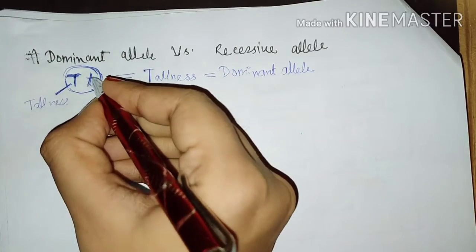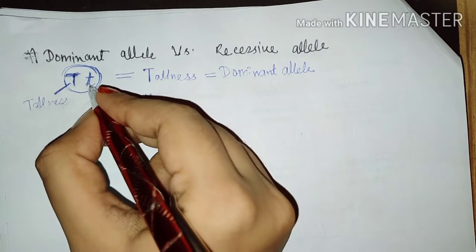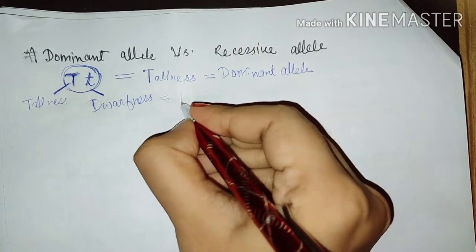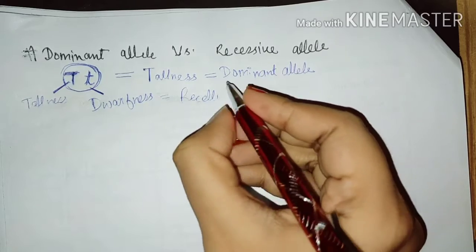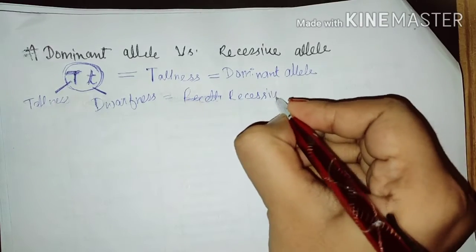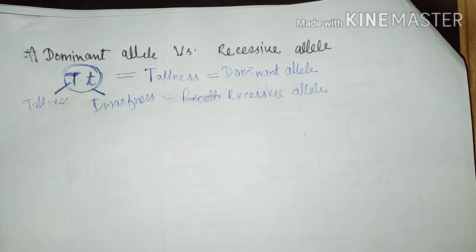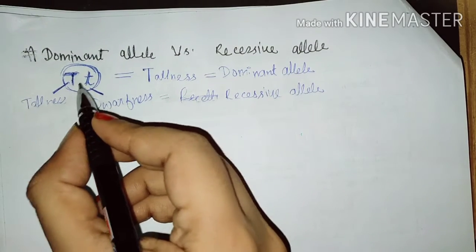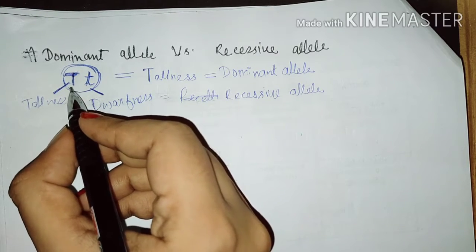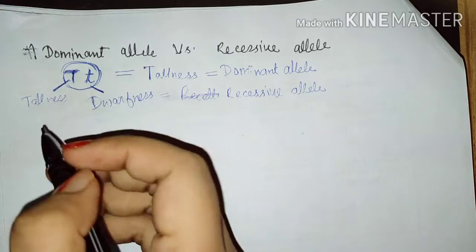And the other one, which cannot express itself in the presence of its alternative form, will be termed as the recessive allele. So basically, for the explanation of dominant allele and recessive allele, you will have to consider an example in which the gene has both types of alleles. One should be capital, the other should be small. Now, this was the explanation for dominant allele and recessive allele.